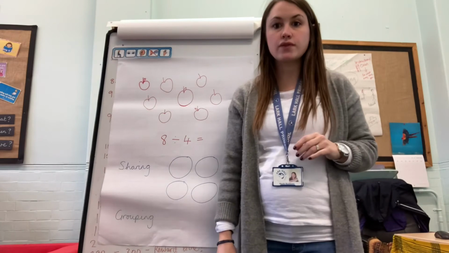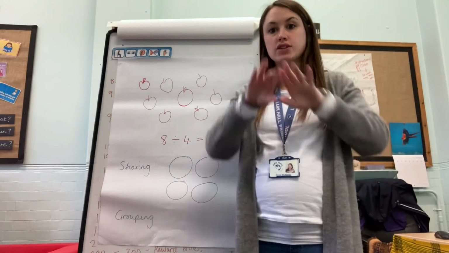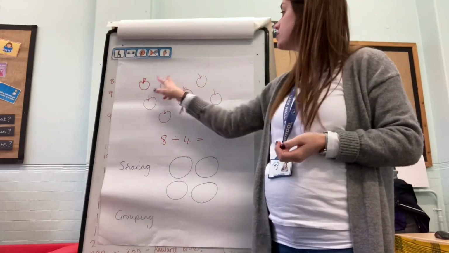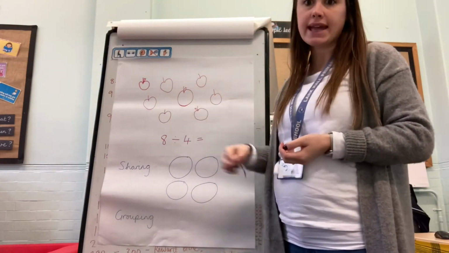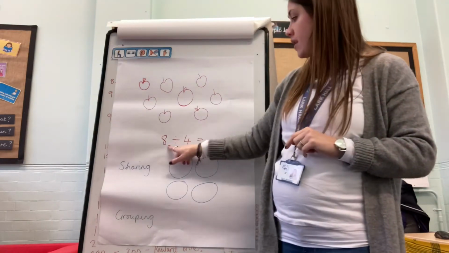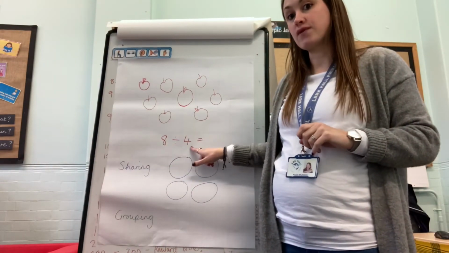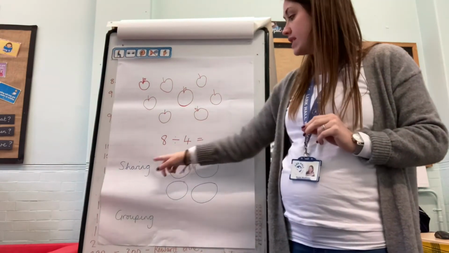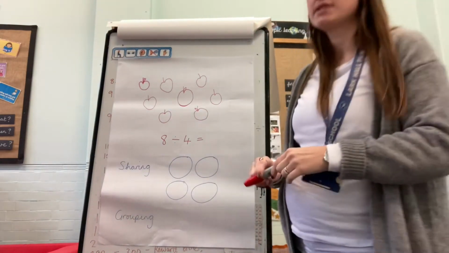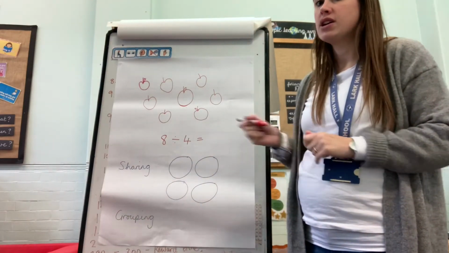Now, as I said before, there are 2 ways that we can divide. There's sharing and there's grouping. So here I have 8 apples. 2, 4, 6, 8 apples. And the first way I'm going to divide them, I'm going to divide by 4. So I need to divide 8 by 4. So the first way I'm going to do sharing. So I've got my 8 apples and I'm going to share them into 4 equal same groups.